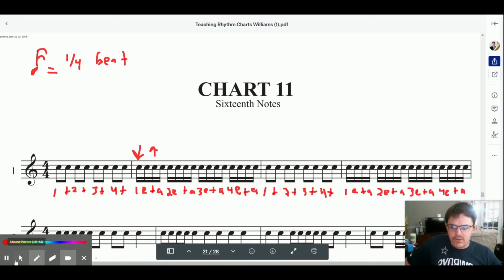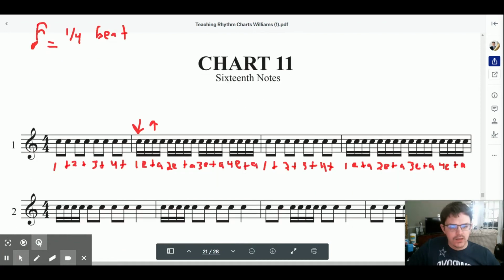So as you can see, I've already gone ahead and written in my counting. It's going to be 1 and 2 and 3 and 4 and, because these are eighth notes, not 16th notes. And then the last measure is the same as measure 2, 1 E and a, 2 E and a, 3 E and a, 4 E and a.